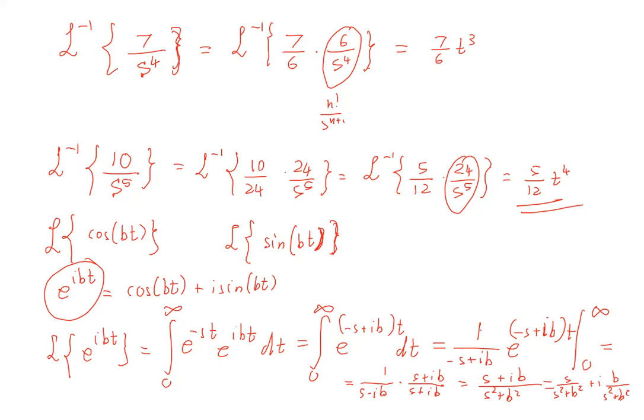So this will have Laplace transform, which is the real part, and this will have Laplace transform, which is the imaginary part. Okay, so here are our two new formulas. The Laplace transform of cosine of bt is s over s squared plus b squared, and the Laplace transform of sine of bt is b over s squared plus b squared.